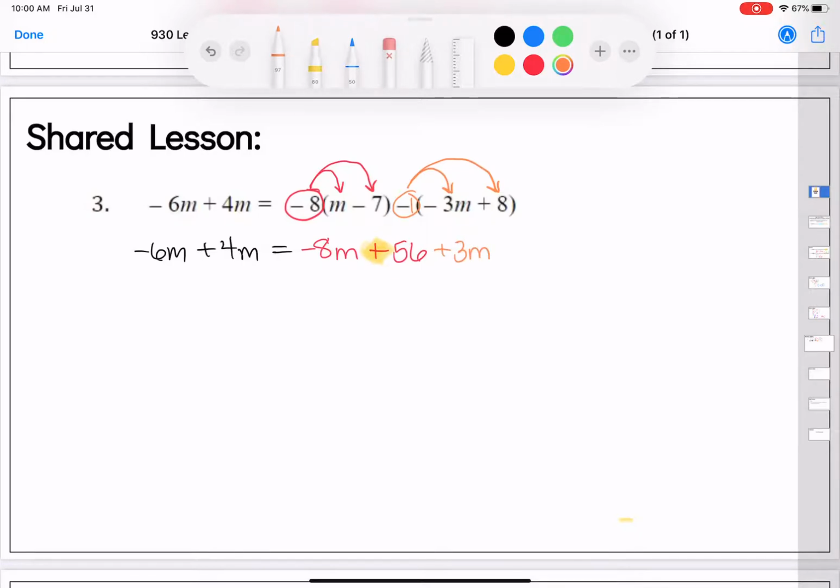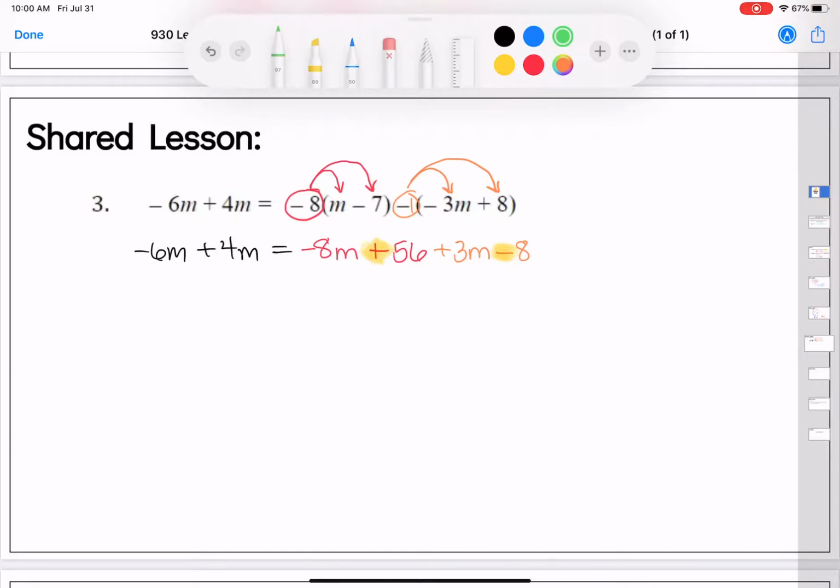And negative 1 times positive 8 gives me negative 8. Here's another one. That's an easy one to miss. Make sure that that's minus 8 down there and not a positive 8, because you have to multiply it by negative 1. Okay, so we got our distributing done.